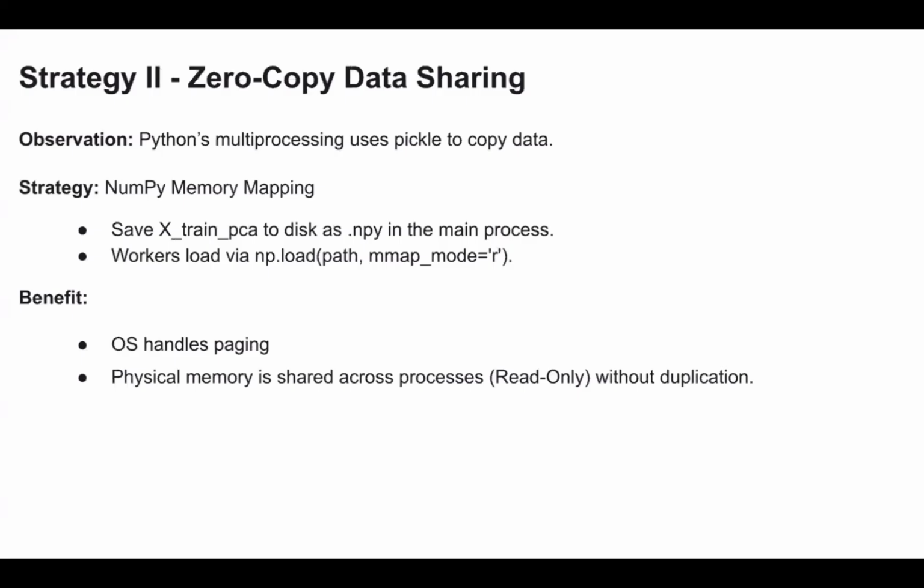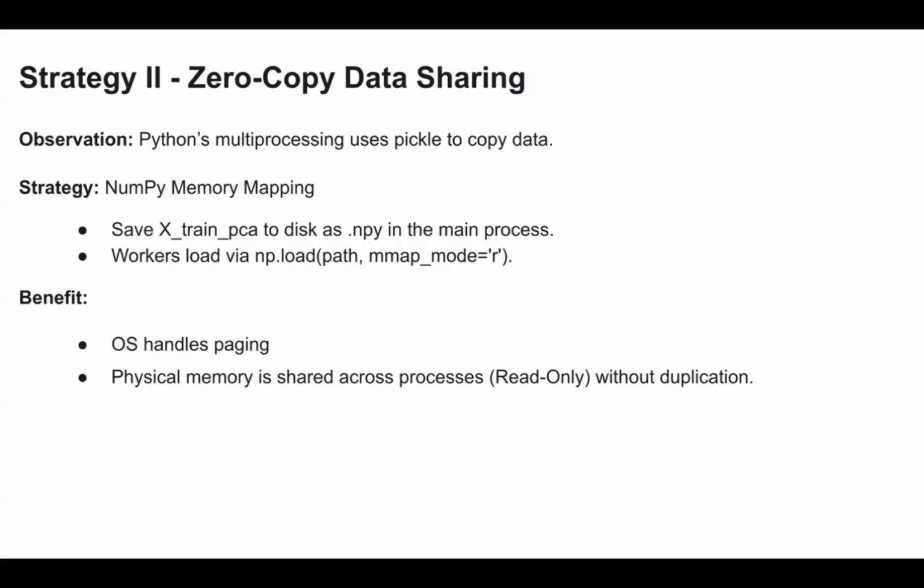After parallelizing the data, the next challenge I had was memory usage. In Python's default multiprocessing model, when you pass a large training matrix to a worker, it gets pickled or copied. So if you have multiple workers, you can end up with multiple full copies of the extreme PCA in RAM, for example. On a shared cluster node, this quickly becomes a memory bottleneck that can even cause the jobs to fail. To fix this problem, I switched to NumPy memory mapping.